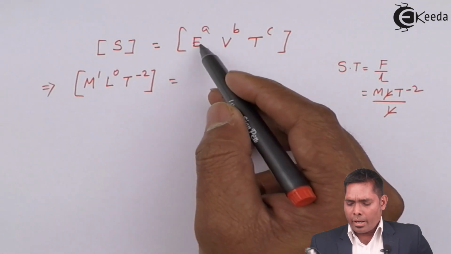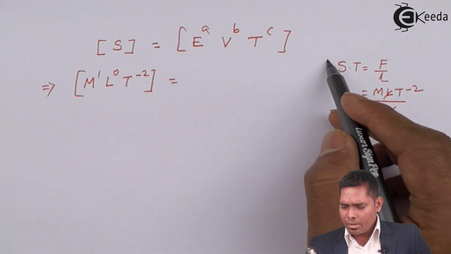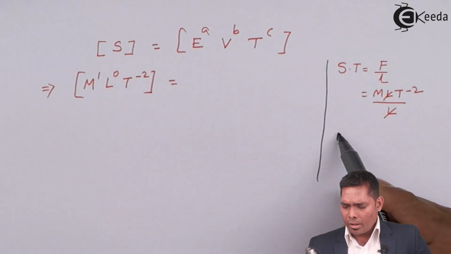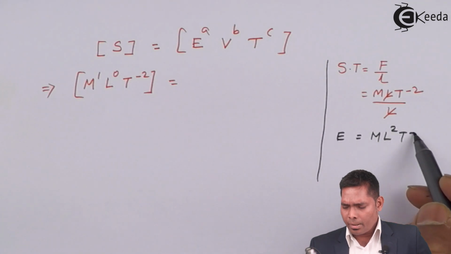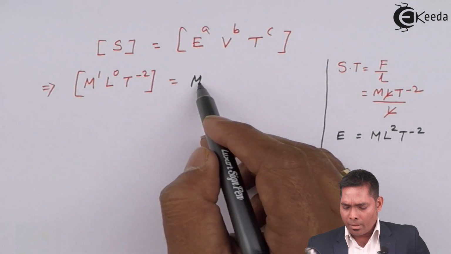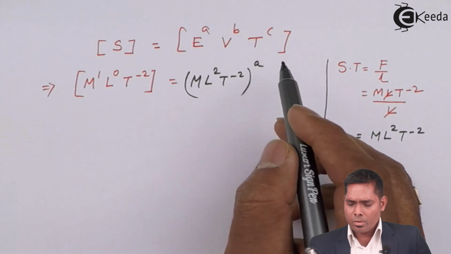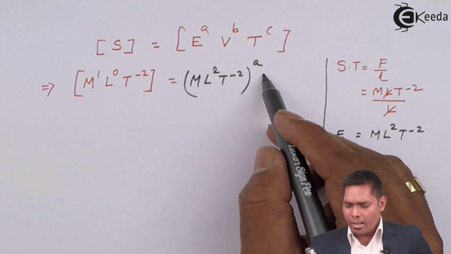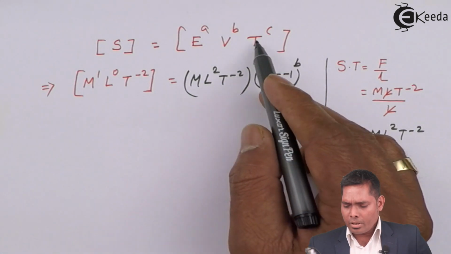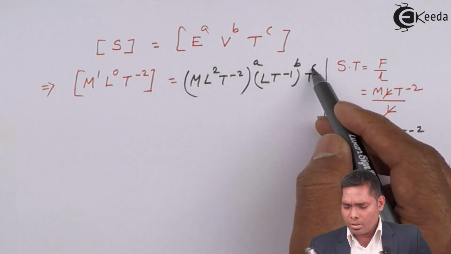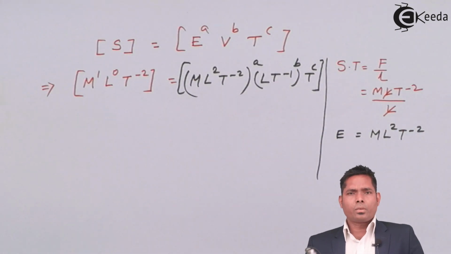and that is equal to the dimension of energy. The dimension of energy is M L square T to the power minus 2. So I write here M L square T to the power minus 2, the power is a. V dimension is L T minus 1, the power is b. And T dimension is T and the power is c. So this is the dimension of these terms.